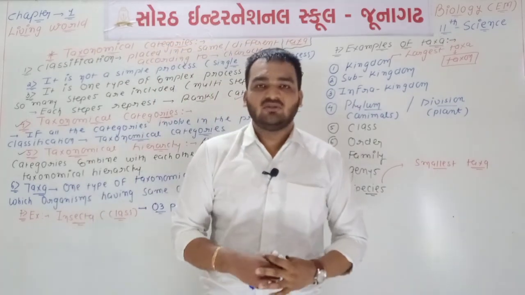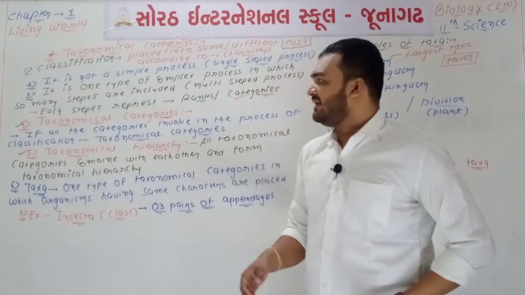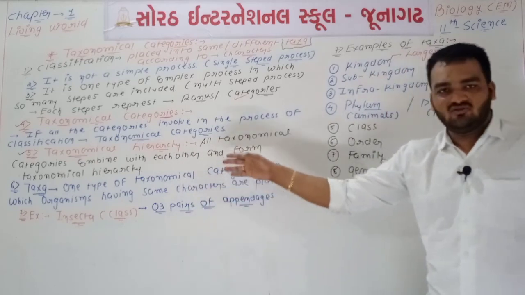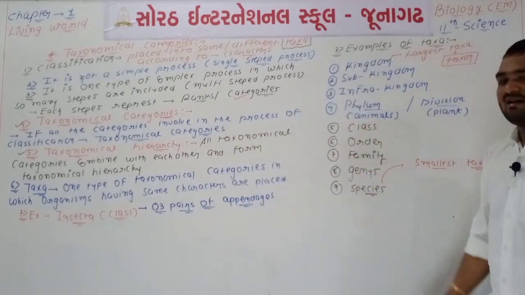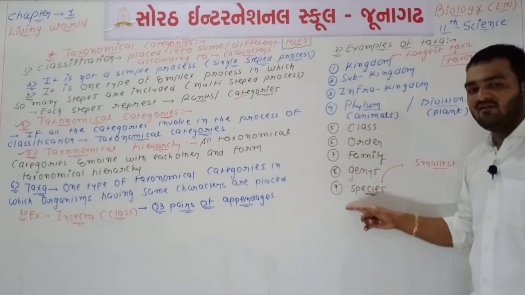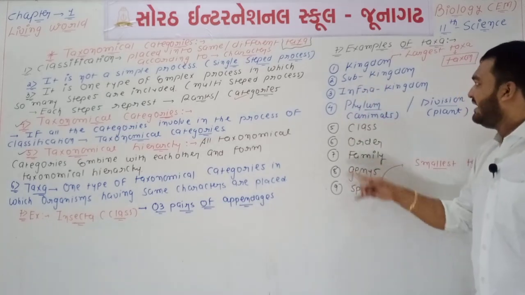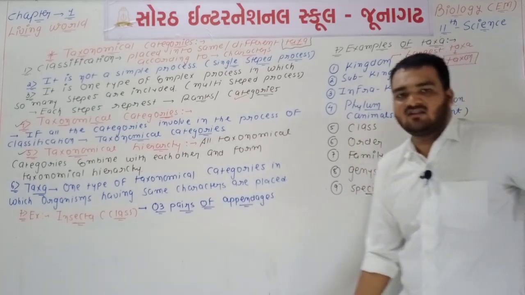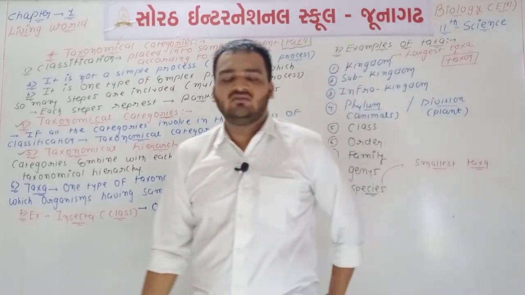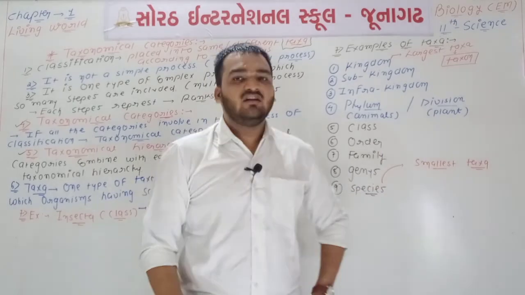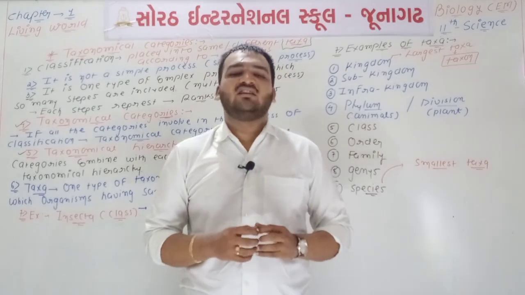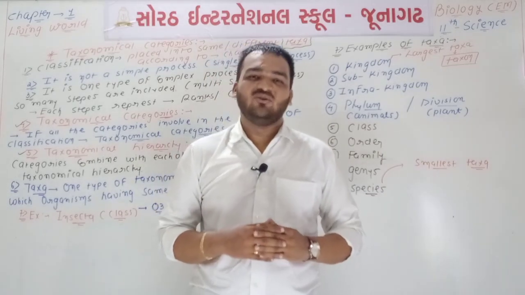So it's all about this question. In this question, 2 parts are there. In the first part, main definitions are there, and in the second part, examples of taxa are there. You will remember all these 9 words in this sequence. Remember that the largest taxa, known as taxon, is kingdom, and the smallest taxa is the species. So today's lecture is 100% completed. Thank you very much.